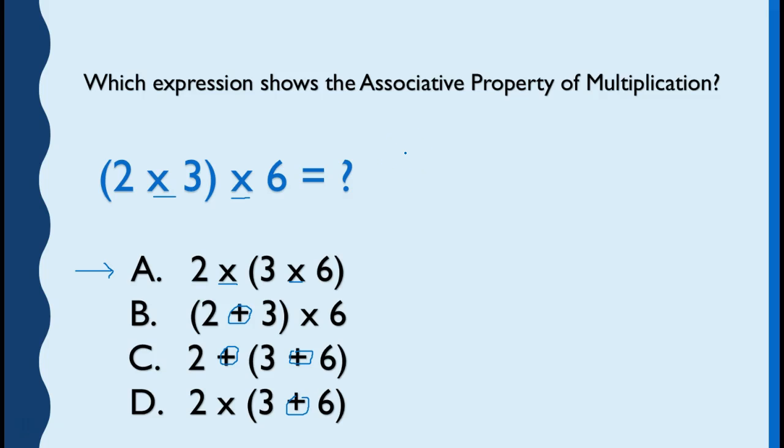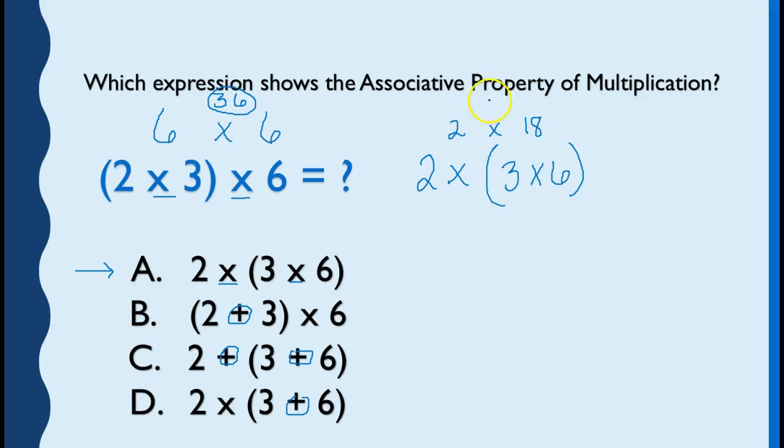So let's take a look. Let's bring it over and just check. We'll actually do the math for this one. I just want to make sure. Okay, so 2 times 3 is 6 times 6. That would be 36. This time I'm going to do 3 times 6. 3 times 6 is 18 times 2. That is also 36. Yep, we got it. A was the right answer.